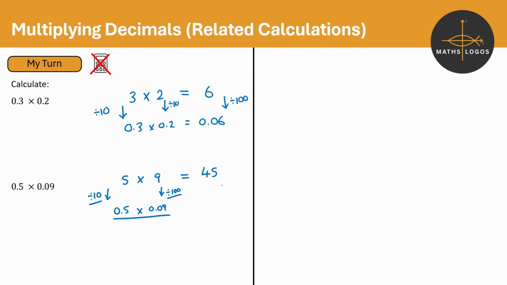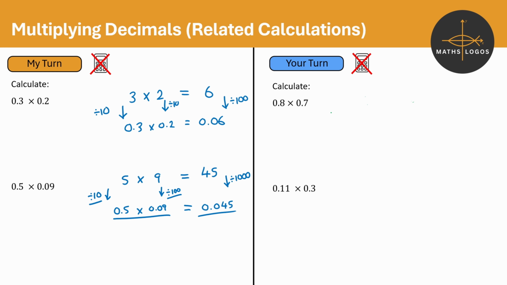If I divide by 10 and divide by 100, that's equivalent to dividing by 1000. My answer to the calculation I want to get is going to be 1000 times smaller than 45. 45 divided by 1000 is 0.045. So that's my answer to this one.